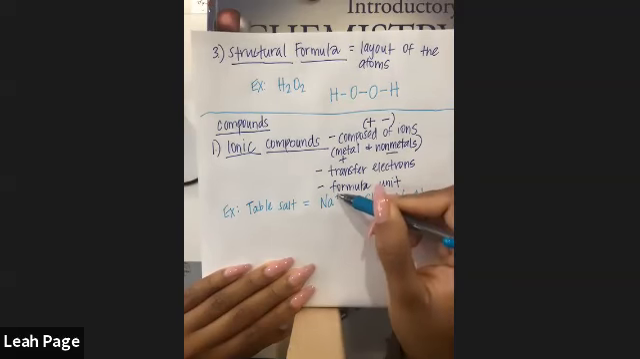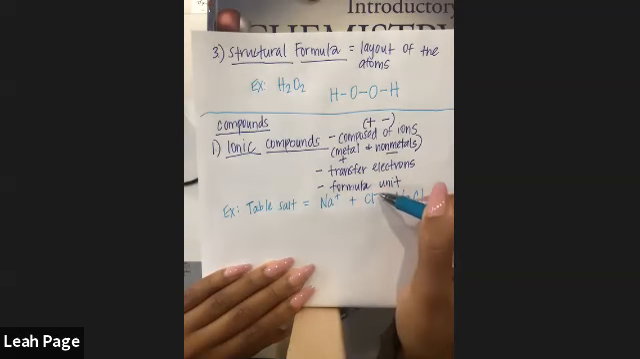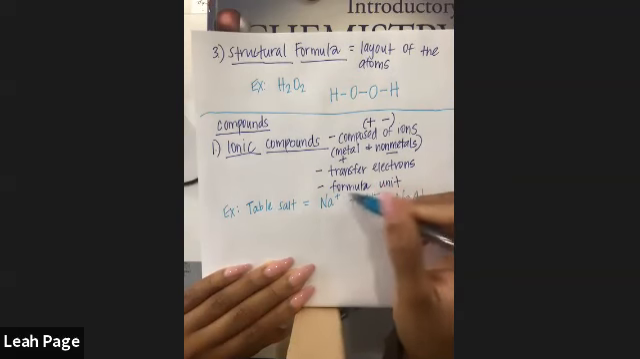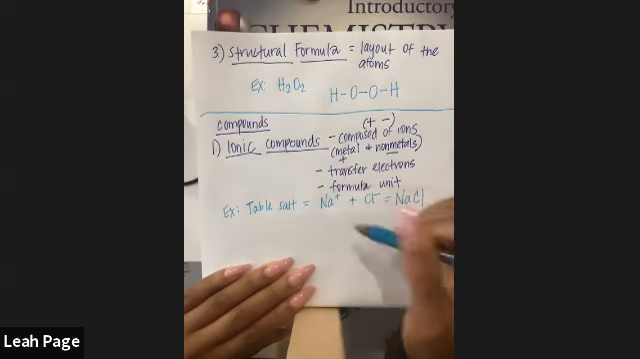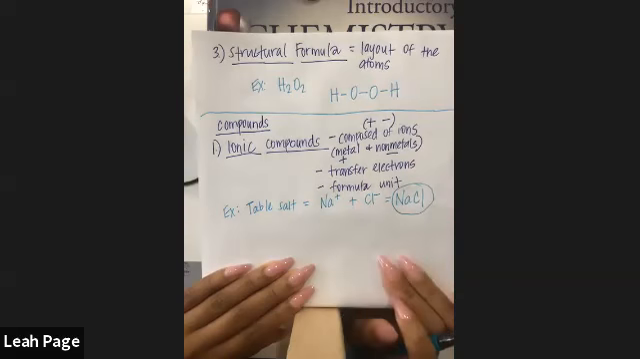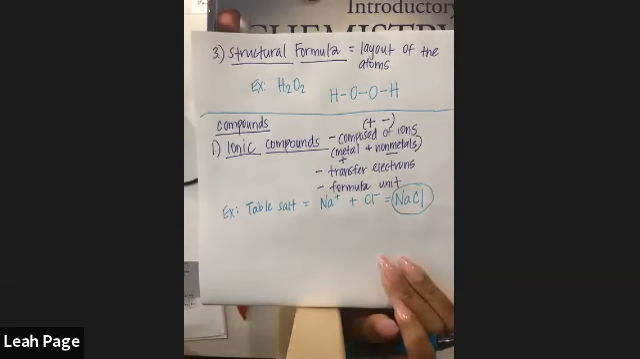And what this means, remember, the positive sign means I'm missing an electron. The negative sign means I'm gaining an electron. So what ends up happening is they're transferring electrons to each other. One's losing one, one's gaining one, and they end up having a neutral compound, and it's called sodium chloride.